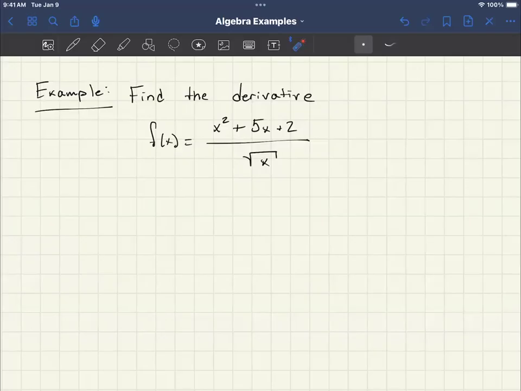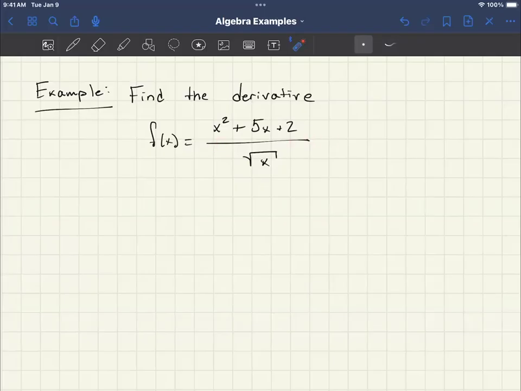I'm Dr. Finch. Today we're going to be looking to find the derivative of x squared plus 5x plus 2 over the square root of x. And if you've been in a calculus class for a little bit now, you'll see this division sign here and think, let's use the quotient rule.